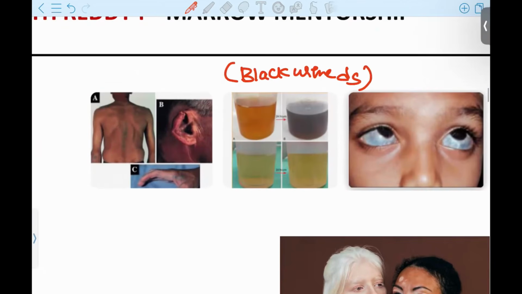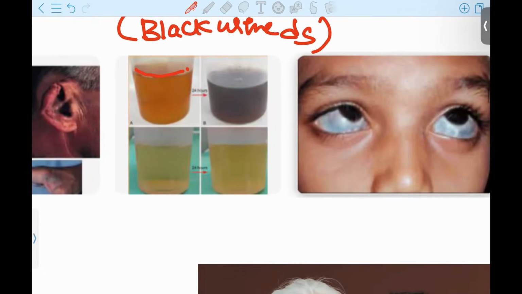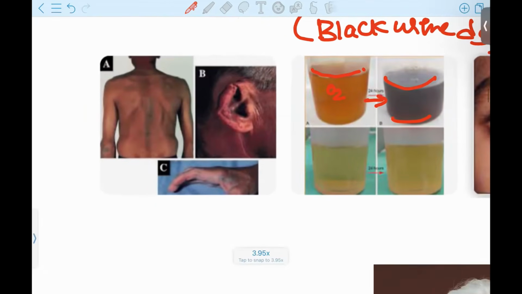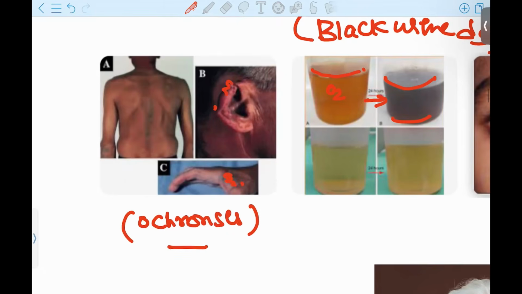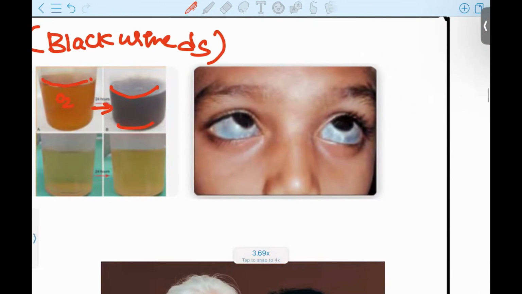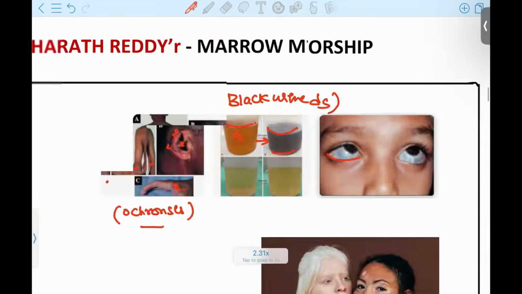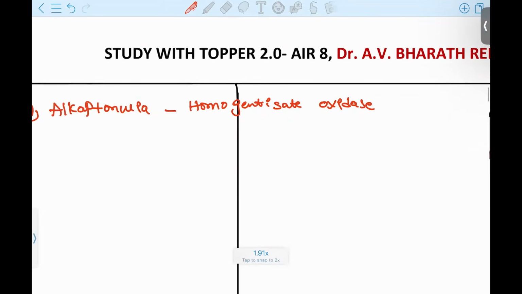For example, the patient passes urine of normal color, but due to oxygen species, this will be converted over 20 hours into black urine. So this is how it is presented. And the ochronosis, okay? Ochronosis is seen in this patient, like black discoloration or deposits of homogentisic acid, especially in the spinal region, the elbow region or the knee regions. And also the sclera will turn black. So this is how alkaptonuria patients classically present.